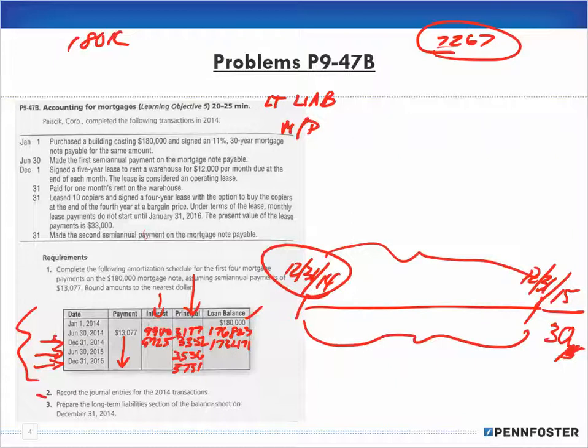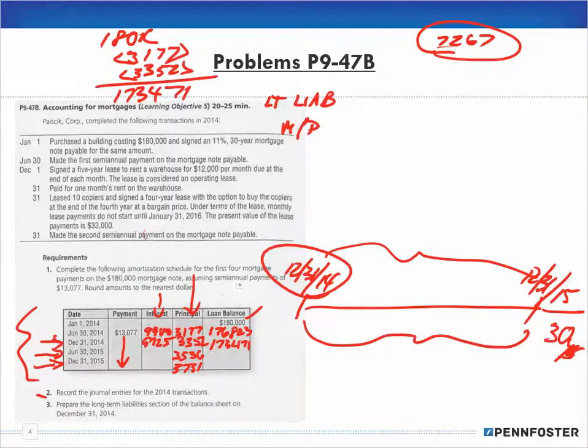And our mortgage started out at $180,000. Then the principal on our two payments of $31.77 less the $33.52 gave us a new principal amount of 173,471, right there. And that's as of December 31st.